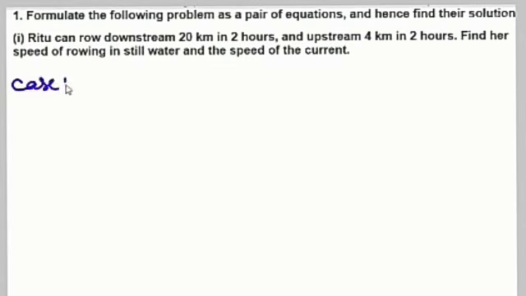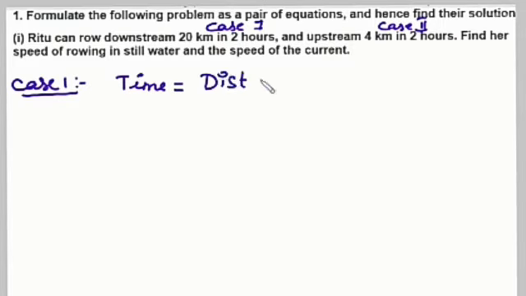Case 1. This is case 1 and this is case 2. In case 1, she has covered 20 km in 2 hours, right? So our formula is time is equal to, I'll write one more time, time is equal to distance by speed, right? So time is 2 hours. So I'm going to write 2 here. Then look here, equal to the distance. What's the distance? It's 20 km.